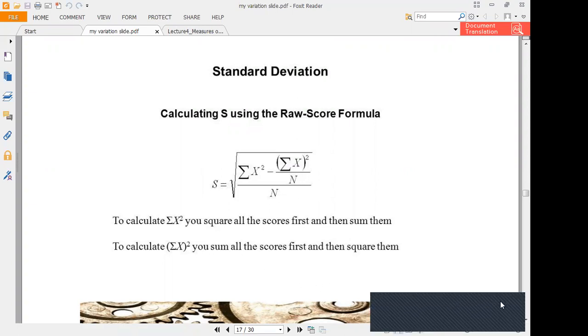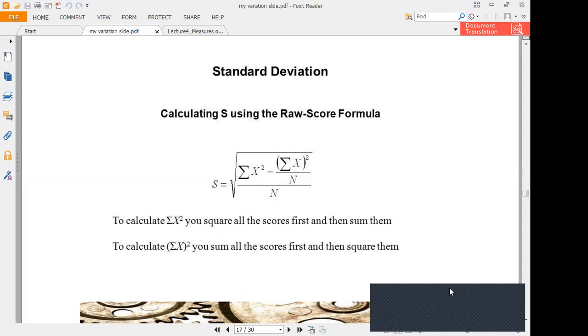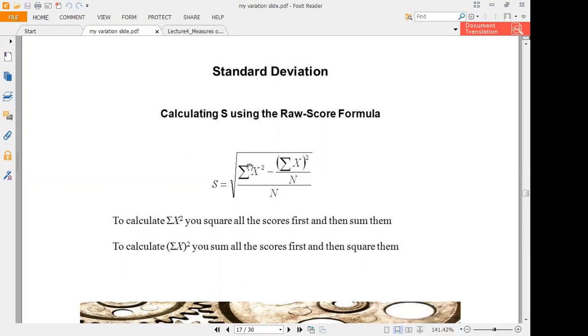What are we trying to say here? Let's try to understand what this formula is actually saying. The summation x squared that you have here is telling you that you are going to square each of the data. After squaring each of the data set, then find the sum. That's exactly what this is all about.